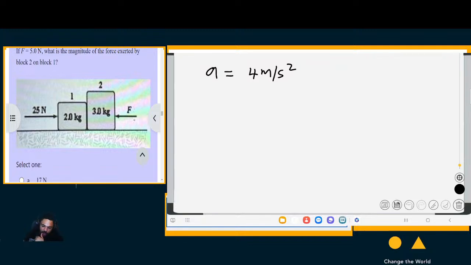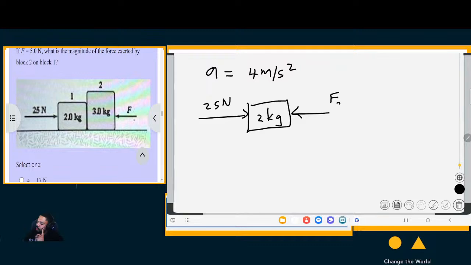Please note now that we are going to look at block 2 individually, the 2 kilogram block. It has a force of 25 newtons acting on it to the right, and the force that we want is the force that block 2 has on block 1.